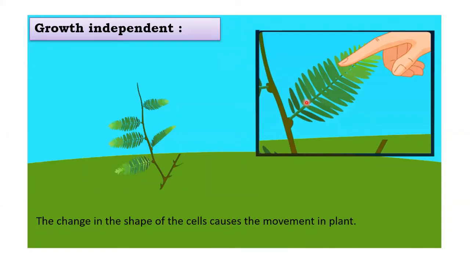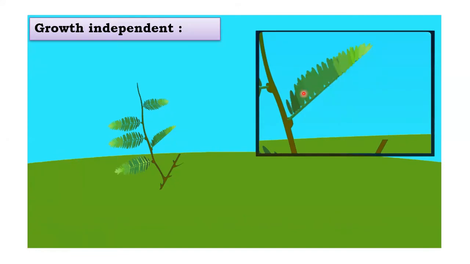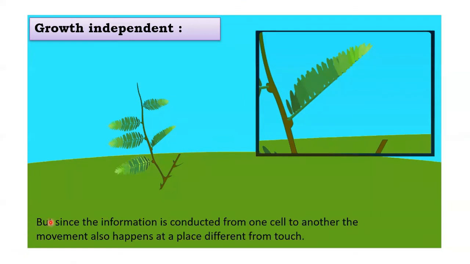Okay, so what we can say is that due to the presence or the absence of certain chemicals, there was exhibition of some movement. This is a very good example to understand growth independent movement. Okay, so these leaves of the Mimosa pudica plant, on the response of touch, will be shrunken down into small size. But since the information is conducted from one cell to another, the movement also happens at a place different from touch. As I've already explained to you, even if you touch over here, the response will be given out from these leaves as well, right?